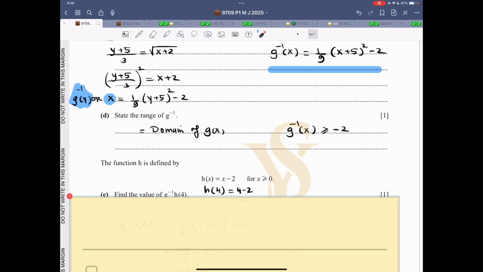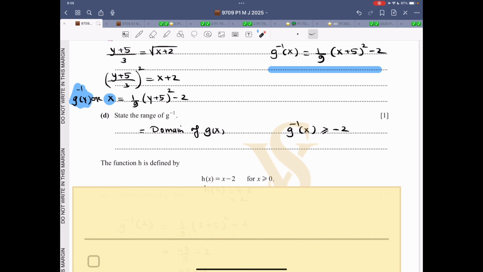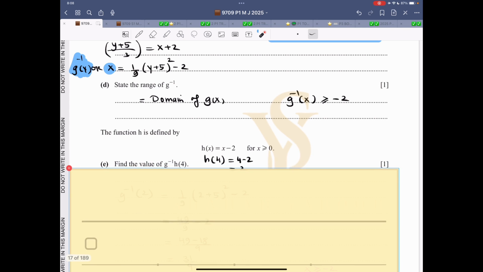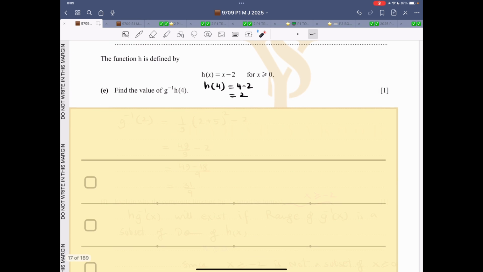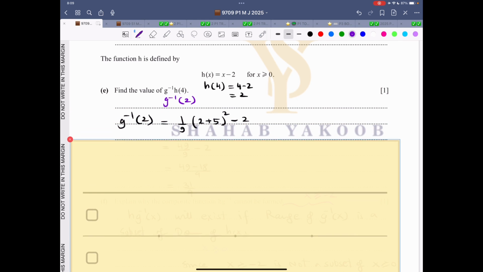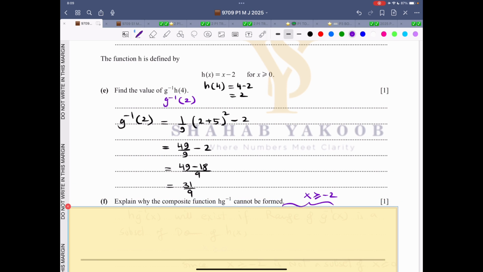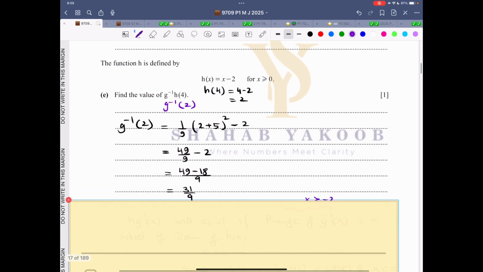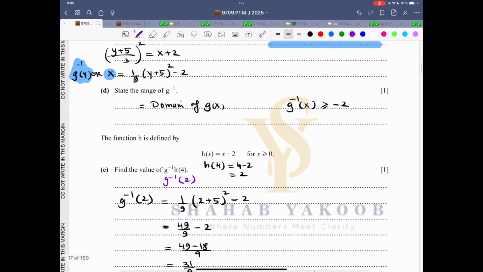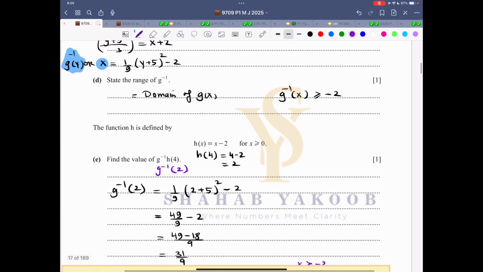The function h(x) is defined as such and such. So h(x) is a straight line, and find the value of g inverse of h of 4. So first evaluate h of 4, that is 2. So g inverse of h of 4 is basically g inverse of 2. Now just plug in this 2 over here, and this is what you are getting, that is 31/9. Again, this is a 1 mark thing. So very simple, 2 marks over here. This is 1 mark. This is 1 mark.